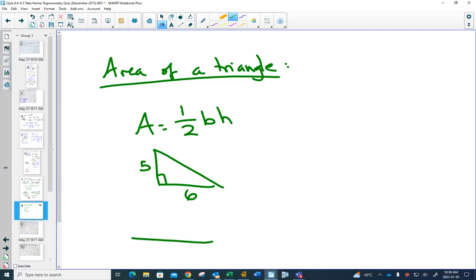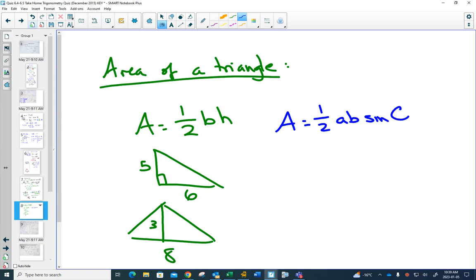If I told you the height was 3, I could do that triangle. But we also learned in this unit 2 new area formulas for triangles when you do not know the height. One of those formulas was 1/2 AB sine C. This is when you know 2 sides and an angle that's not connected to those 2 sides.